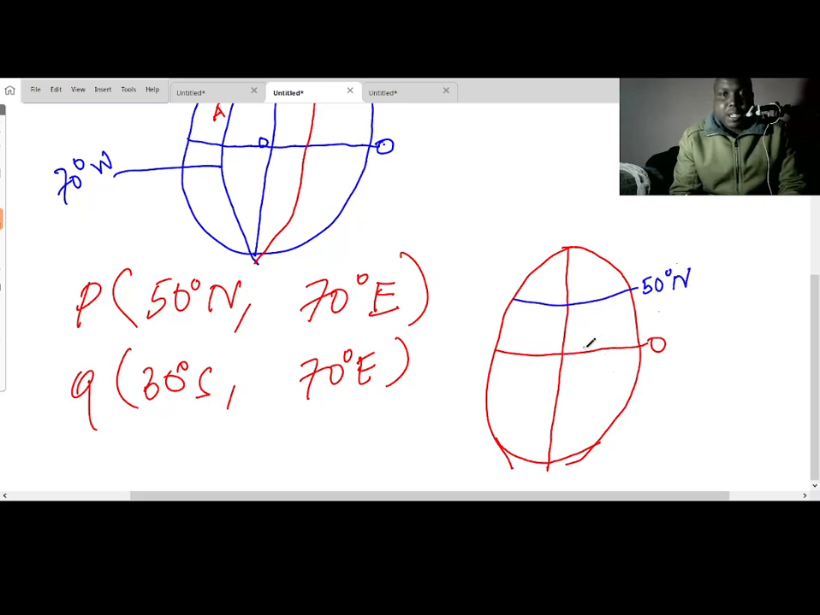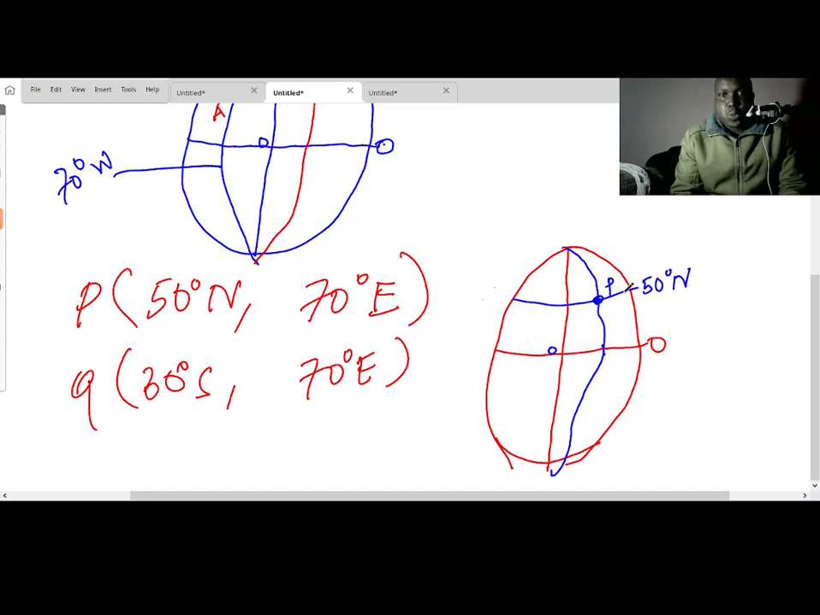Nimeshaweka P, and then 70 degrees east. So 70 degrees east, kama hii ni 0, then hapa ni 10, 20, 30, 70 inaweza kuwa kitu hapa. So 70 degrees inaweza teremkia hapa ikuje hapa. So hapa ndio tuko na point P.